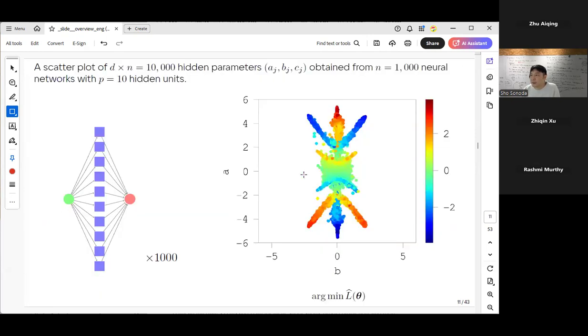And so after training 1,000 networks, we obtain 10,000 points on this ABC space. And obviously there are red arms and blue arms. Blue means that the network has a negative intensity, and red means positive intensity. I mean the coefficient C is positive for red, and for blue the C is negative, right? And the green is just 0. So this means that the hidden unit is not used.